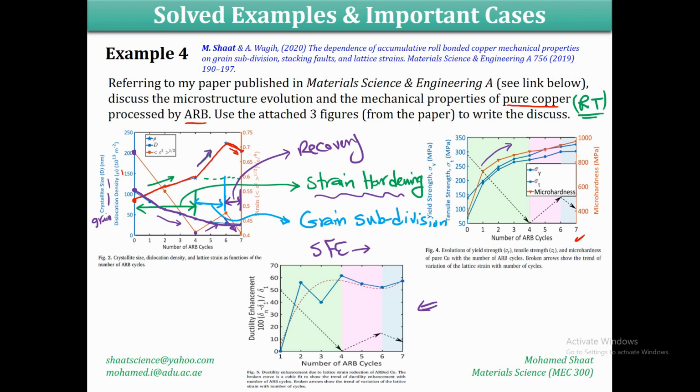We have strain hardening. Why do we have strain hardening? Because we are performing the accumulative roll bonding at room temperature. So we have strain hardening that is conjugate to the multiplication of the dislocations. As you can see, the dislocations are increasing with the number of cycles, which indicates an increase in impedance, and these dislocations are overlapping and impede each other.